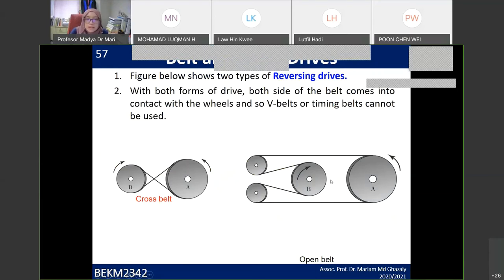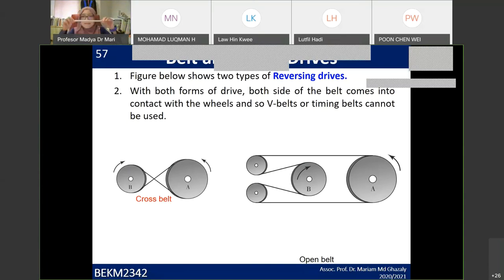Or you can actually put it in this type. So when you rotate B, what happens is that A will rotate. But if you see for both types of setup, both sides of the belt come into contact with the wheel. So the V belt or timing belt cannot be used. So what does it mean?